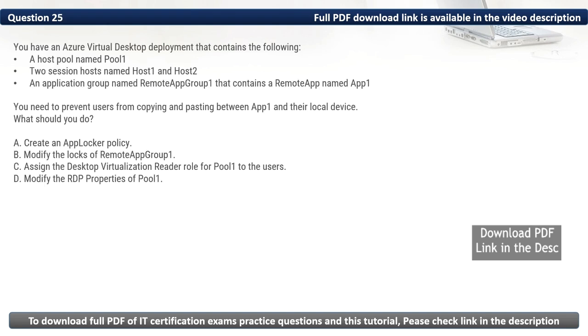Question 25. You have an Azure virtual desktop deployment that contains the following: a host pool named pool1, session hosts named host 1 and host 2, an application group named remote app 1 that contains a remote app named app 1. You need to prevent users from copying and pasting between app 1 and their local device. What should you do?